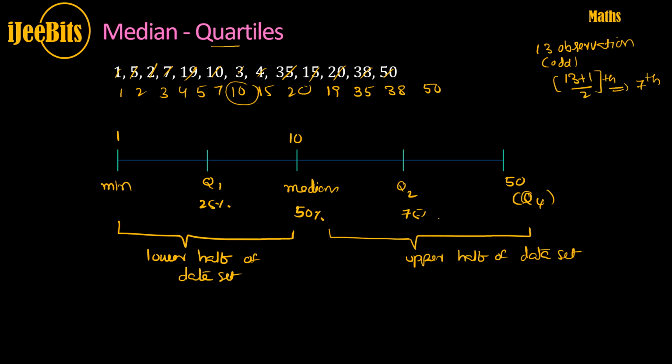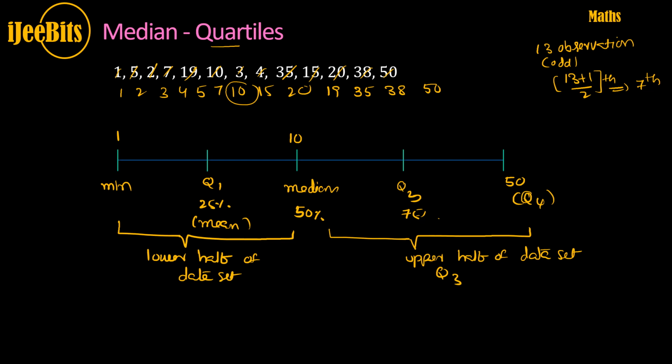Okay, so if you look at this lower half of the data set, Q1 would be the median for this lower half of the data set. Similarly here, the median of the upper half of the data set is your Q3. Clear? This is how you will get it.